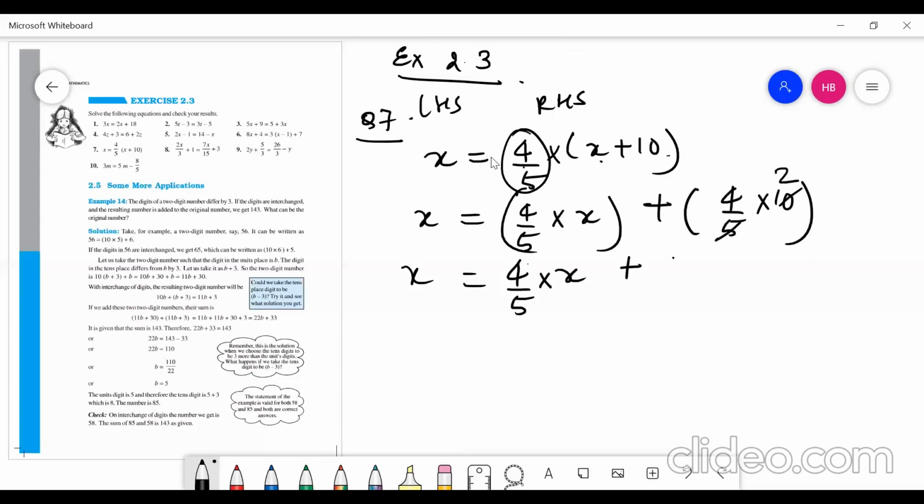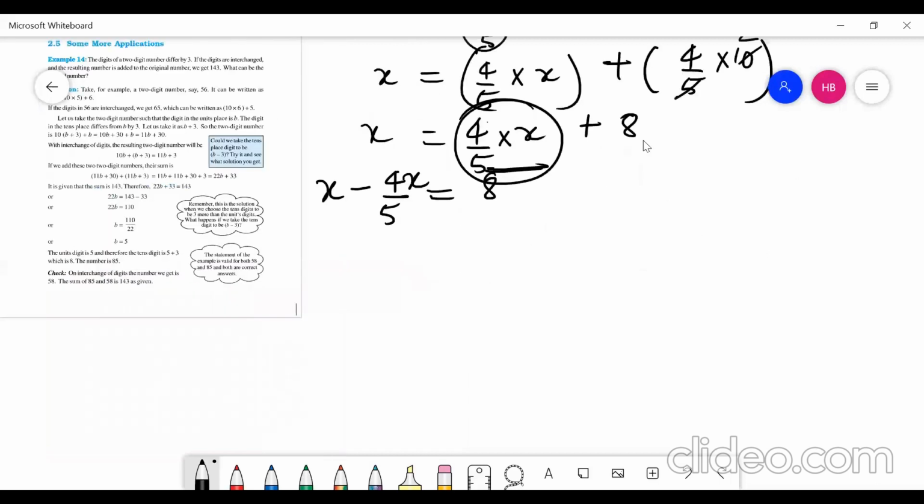So now the next step is I have to take all the variable terms on one side of the equation and keep the constants on the other side of the equation. Here 8, I need to take this x term on the other side of the equation. So it will become x minus 4 by 5x is equal to 8. This will be the equation. Now we just need to simplify this. So it will be x minus 4x by 5.